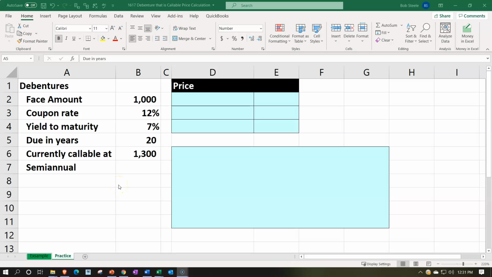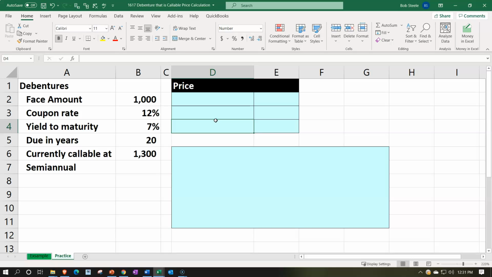Here we are in our Excel worksheet. If you have access to the Excel worksheet and would like to follow along, note that we are in the practice tab as opposed to the example tab, the example tab, in essence, being an answer key. Information on the left-hand side will populate into the blue area on the right-hand side. We're going to have debentures. We're going to calculate the price in a similar way as we've seen with the bonds in the past.